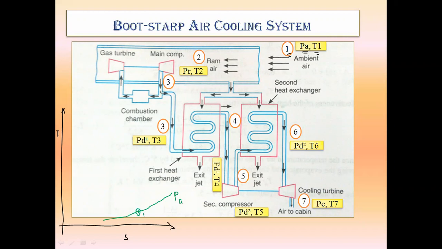So now 1 to 2 process is called as a ramming process. And in that ramming process, pressure of the air will increase from ambient pressure to the ram pressure. That means one more pressure line will be there. That will be called as a ram pressure line.